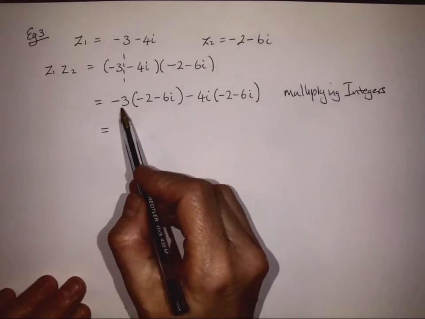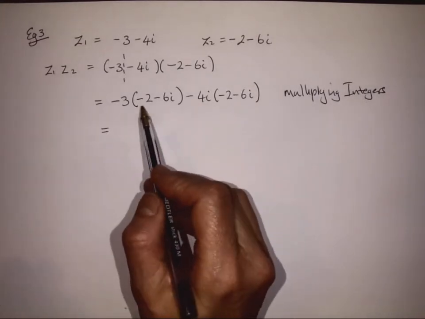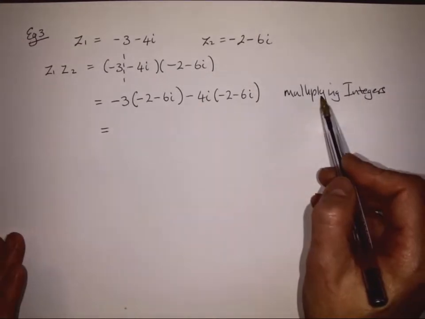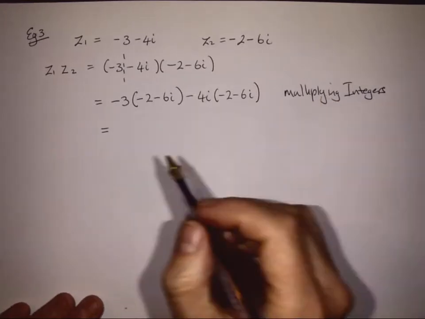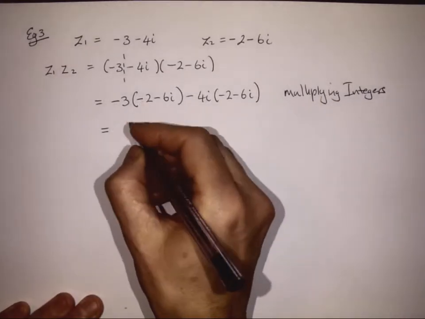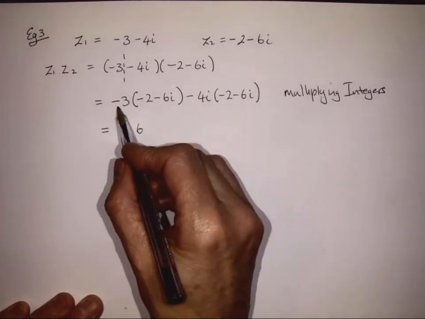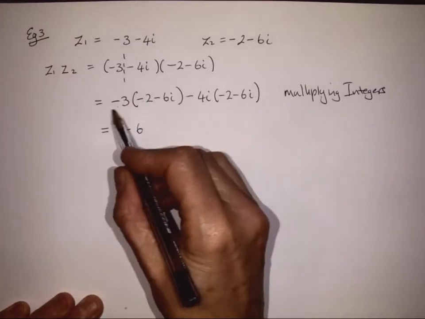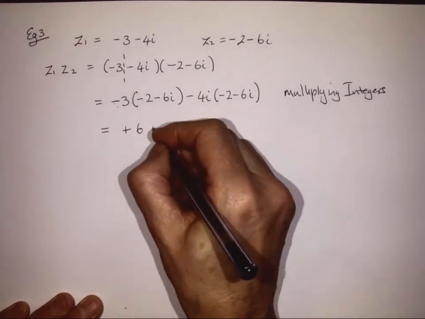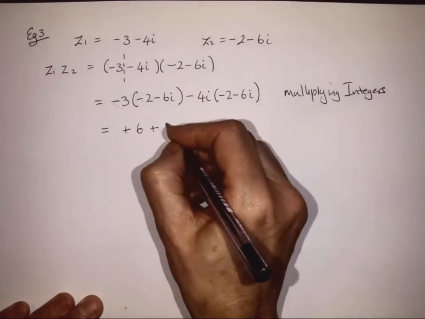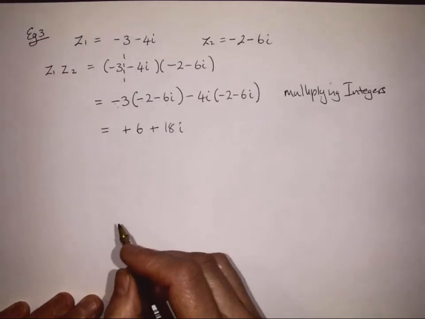So the rules are, if the signs are the same when you're multiplying, the answer is positive. When the signs are different, the answer is negative. So here we have a minus by a minus, that will give us a plus. 2 3s are 6. Next we have a minus 3 by a minus 6i. So it's a minus by a minus, another plus. 3 6s are 18 times i.